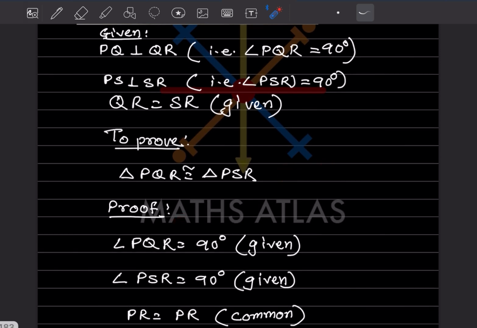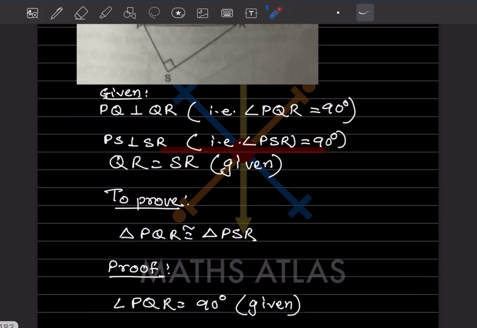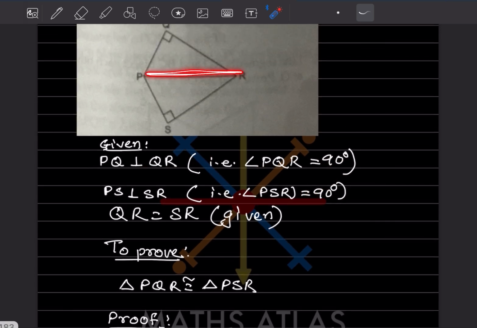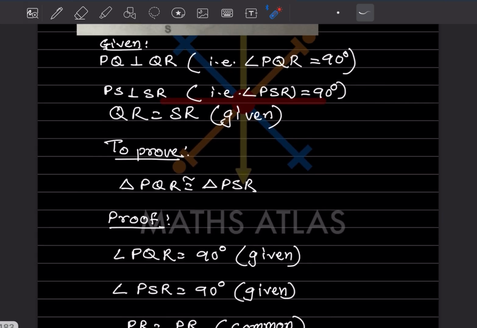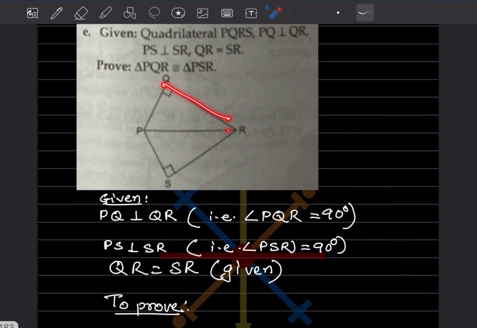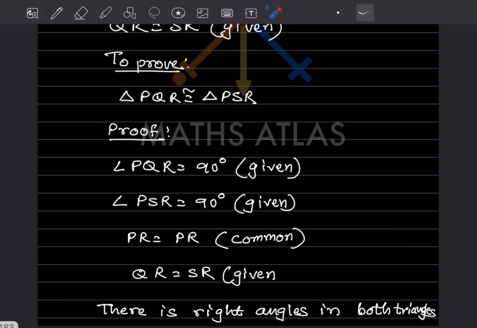So proof means, now we will start with that. Angle PQR is 90, that is given. Angle PSR is also 90, which is given. And PR is equal to PR, that is common. And again QR is equal to SR, that is given.